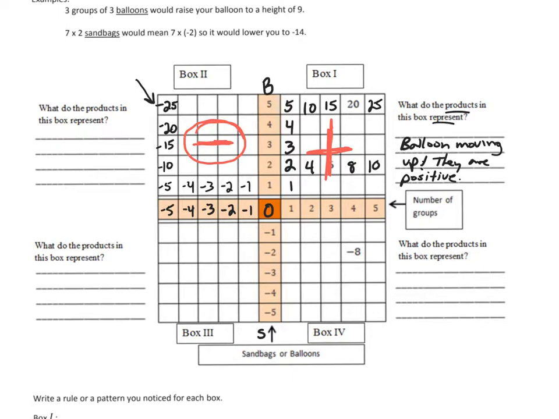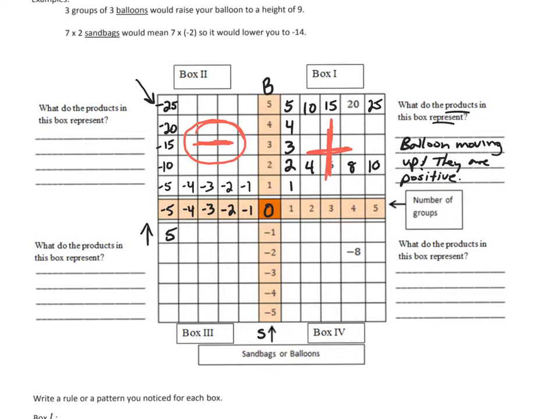Let's look at box 3. Now we're going to be removing sandbags. These are sandbags. They're negative. Let's do the 5s again. What if I remove 5 groups of 1 sandbag? 5 groups of 1 sandbag would be 5. Why is it positive? Because you're going up. The balloon would go up if you're removing a sandbag.